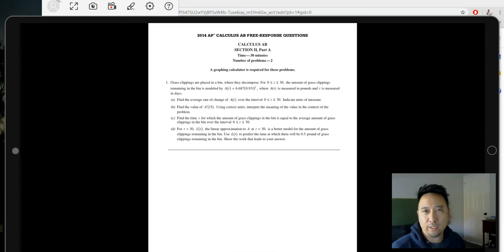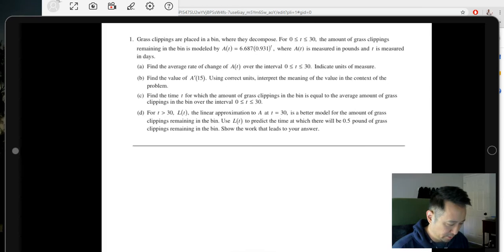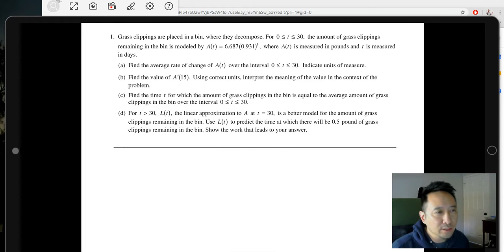So now we're doing 2014 AB. This is question number 1, and I realized not all of question 1 was asked, but that's okay. Let's just go for all of it here. Okay, so grass clippings. I'm assuming you guys read the problem already. I'm going to dive into problem number A.